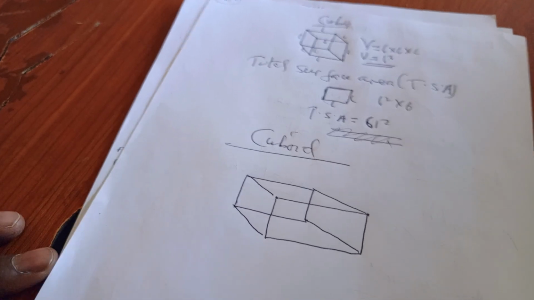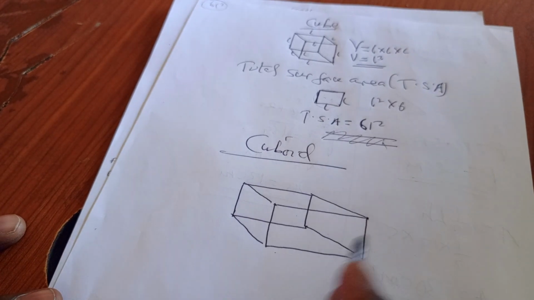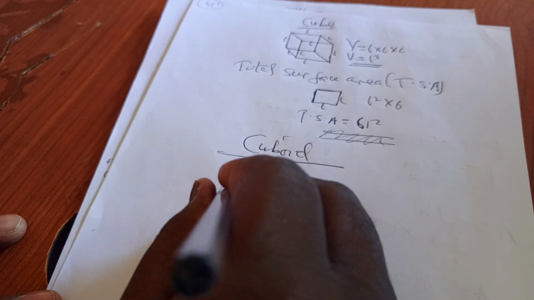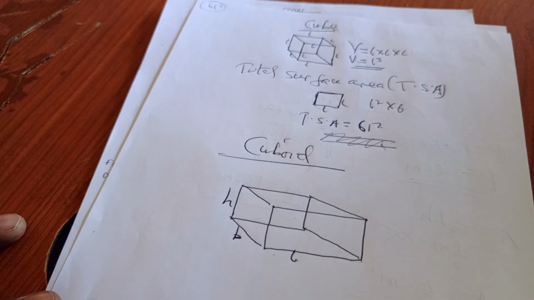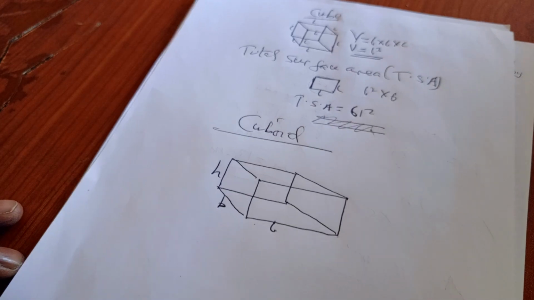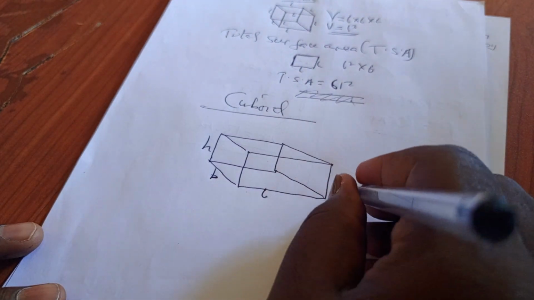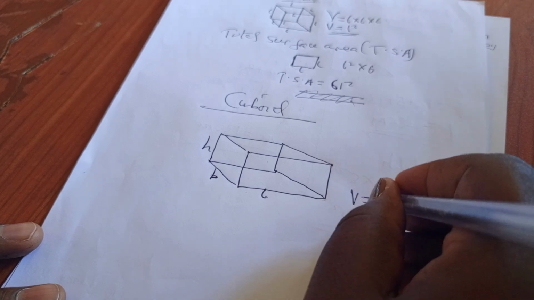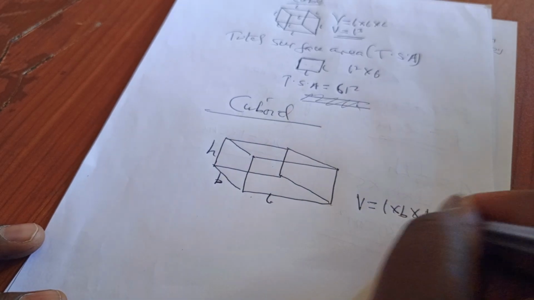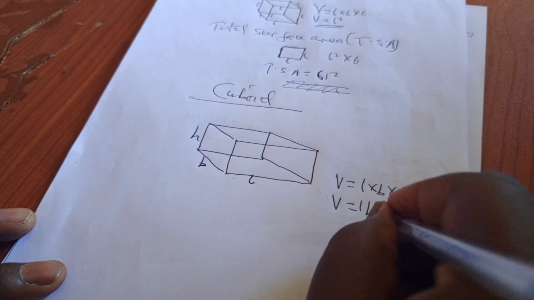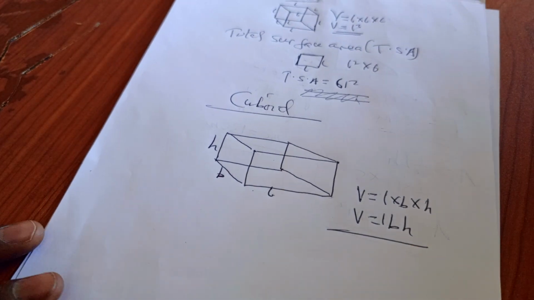So this is a cuboid. As you can see, we have length here, L, we have breadth here, B, and height here, H. So this is a cuboid. Our volume will be L times B times H. So volume is equal to LBH. This is the volume for the cuboid.